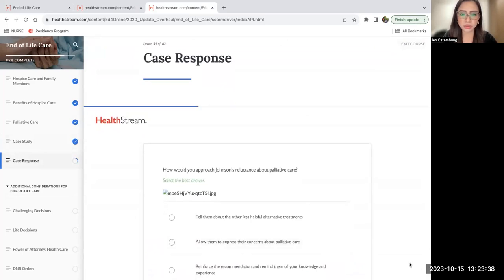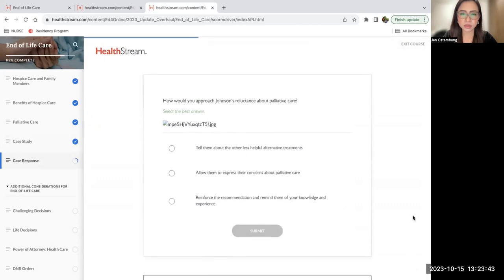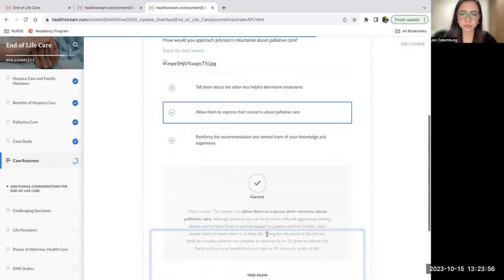Case response. How would you approach Johnson's reluctance about palliative care? Tell them about the other less helpful alternative treatments. Allow them to express their concerns about palliative care. Reinforce the recommendation and remind them of your knowledge and experience. Correct.